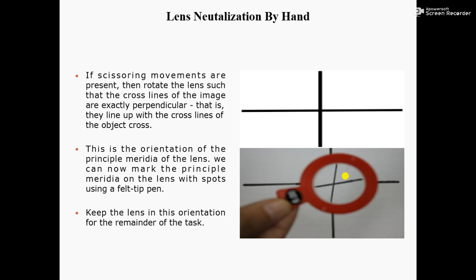See here, if scissoring movements are present, then rotate the lens until the object cross and the cross line line up with each other. This is the cross line and this is the object cross. After that, we will mark the principal meridian on our lens with a removable marker.